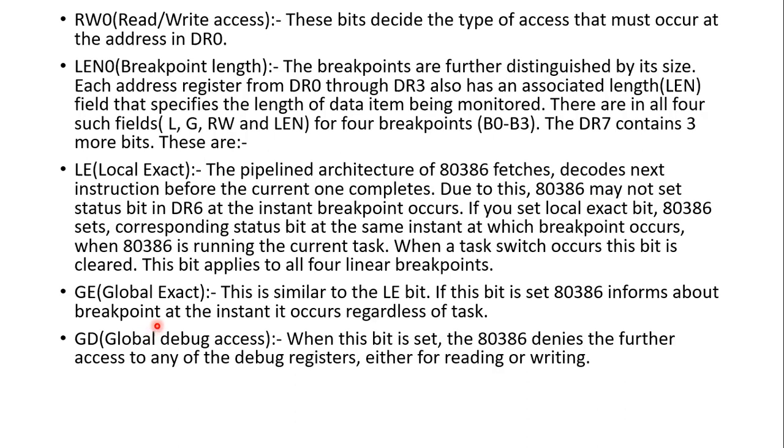And what is GD? Global debug access. When this bit is set, the processor denies further access to any of the debug registers. See, global debug is such a bit that if you set it, access will be denied to any of the debug registers, either reading or writing. So it will not allow access. If you want to read or write the debug registers, you will have to clear this bit. Not set, sorry, you will have to clear this bit.